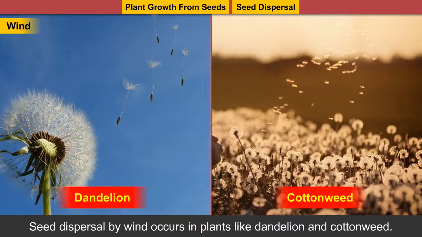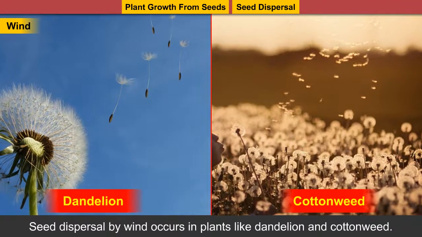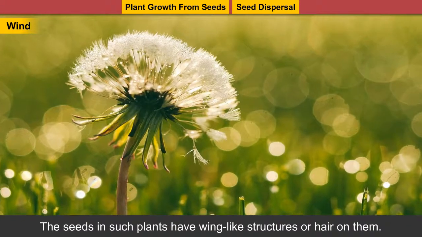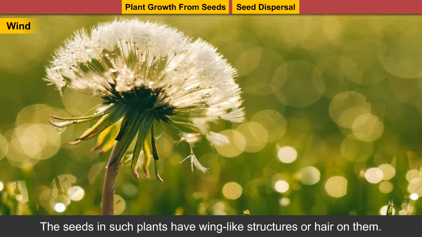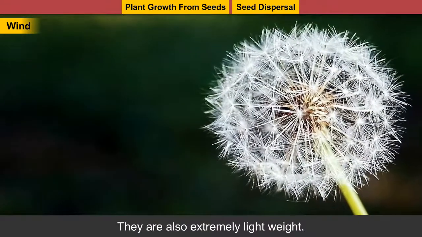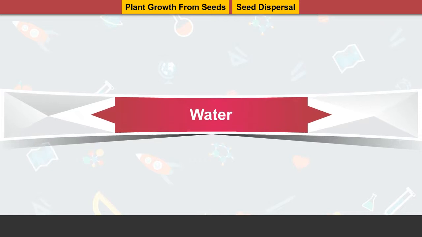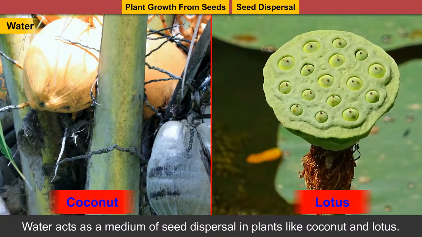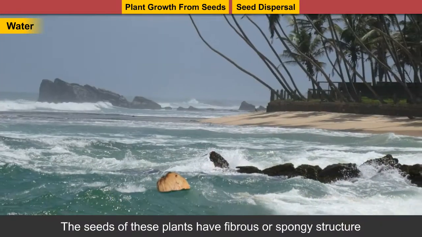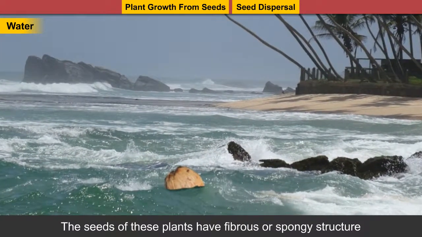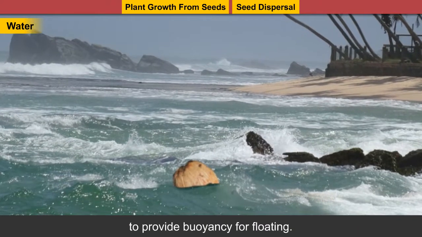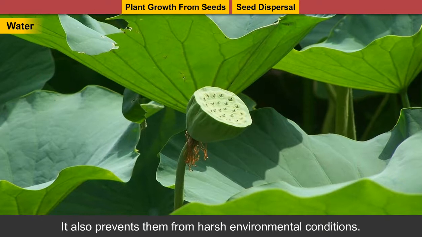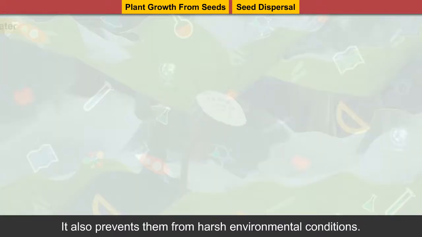Wind. Seed dispersal by wind occurs in plants like dandelion and cottonweed. The seeds in such plants have wing-like structures or hair on them. They are also extremely lightweight. Water. Water acts as a medium of seed dispersal in plants like coconut and lotus. The seeds of these plants have fibrous or spongy structure to provide buoyancy for floating. It also protects them from harsh environmental conditions.